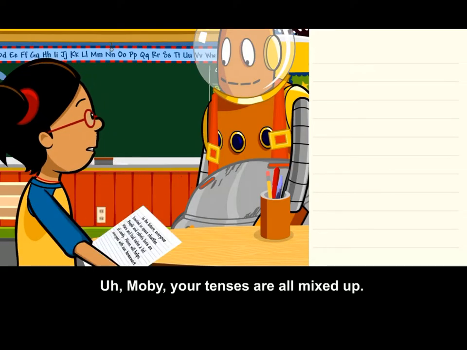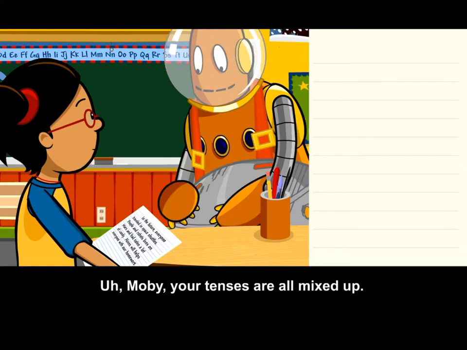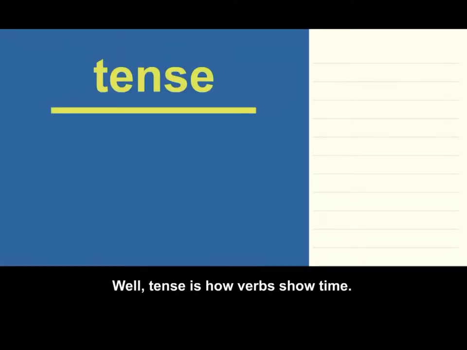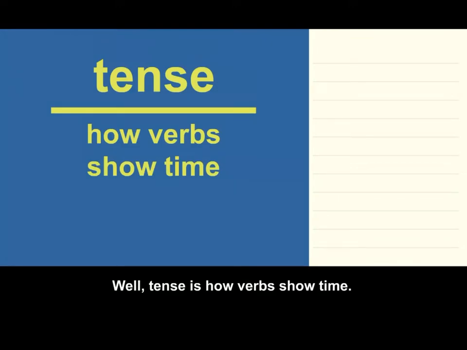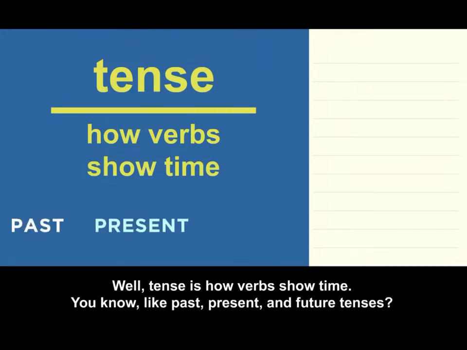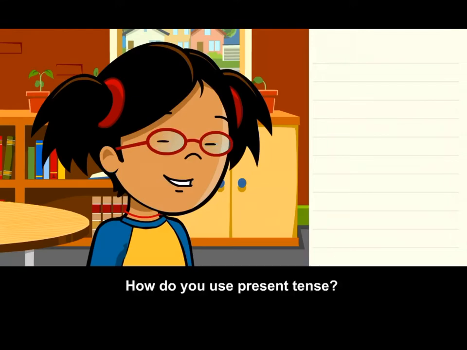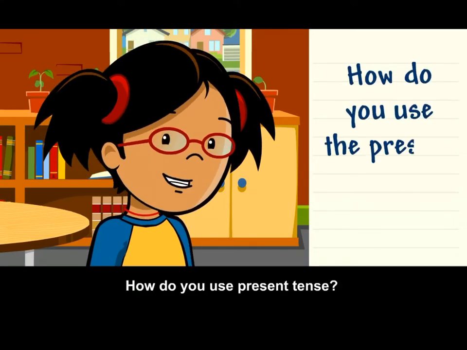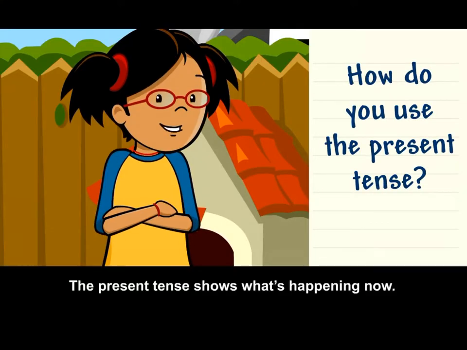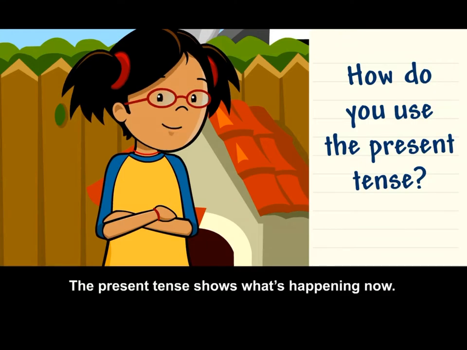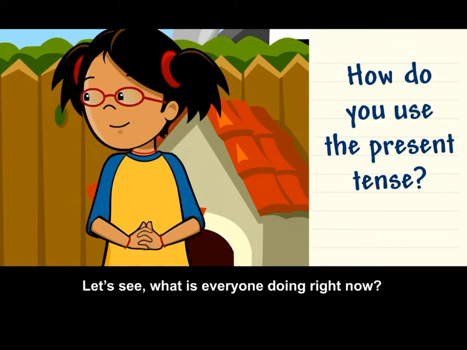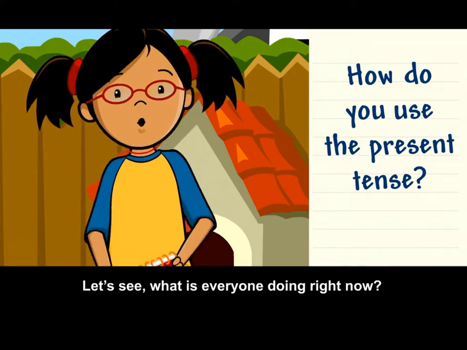Moby, your tenses are all mixed up. Well, tense is how verbs show time. You know, like past, present, and future tenses. How do you use present tense? The present tense shows what's happening now. Let's see, what is everyone doing right now?